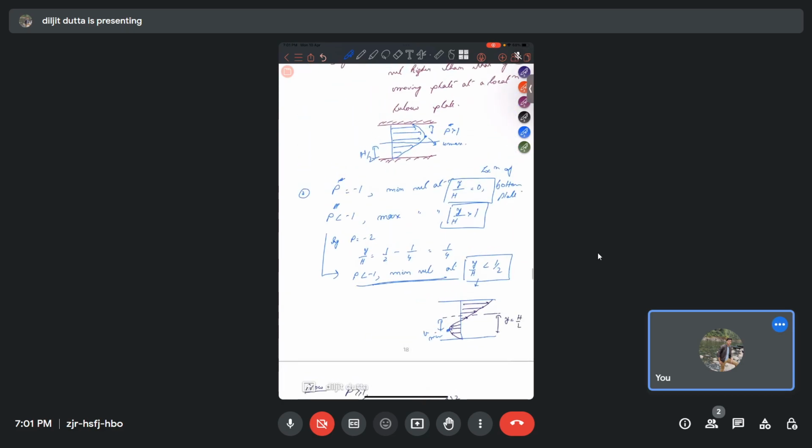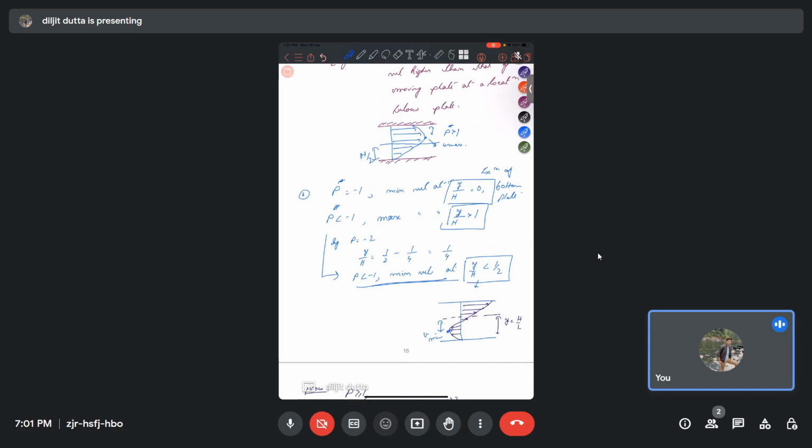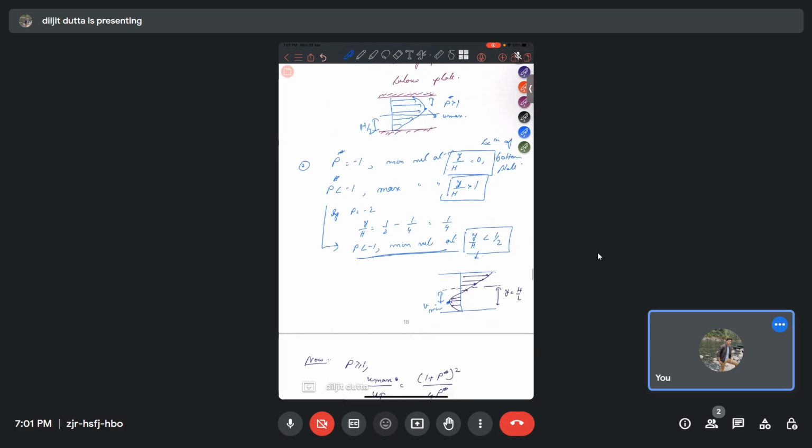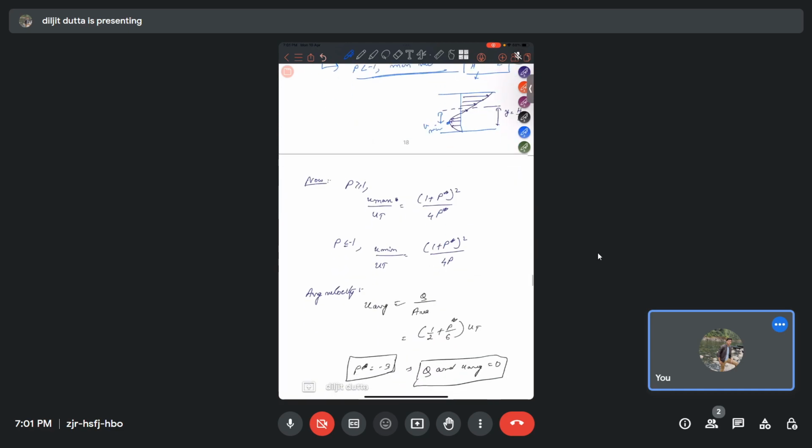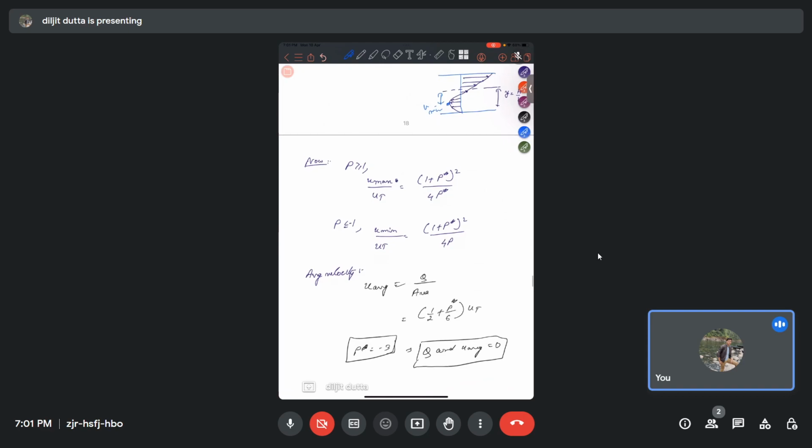So this is one condition. In between p equal to minus 1 to p equal to 1, the point of maximum velocity will be varying from 0 to h. I hope you understood this. So now if we find the values, they will be like this.